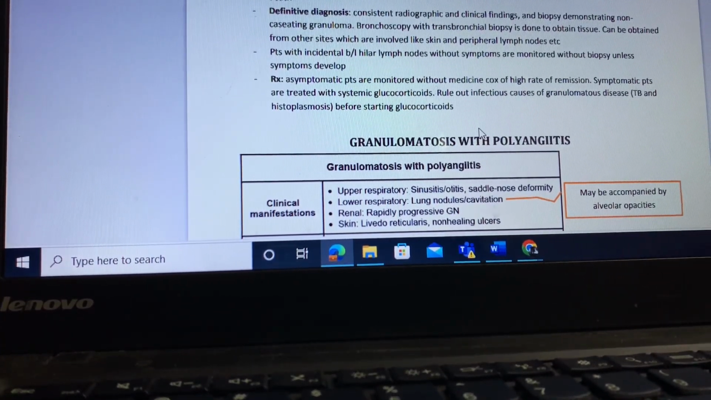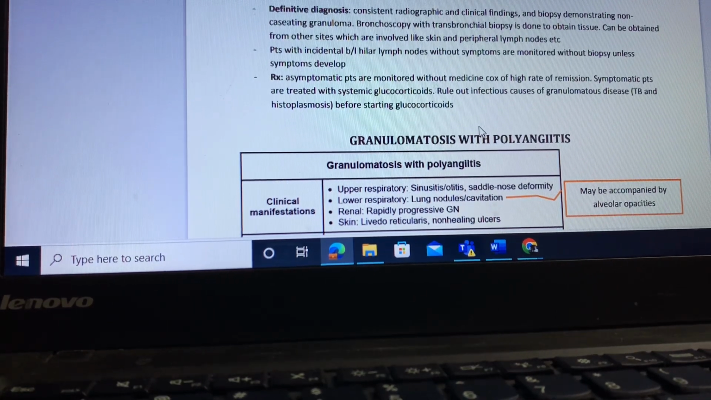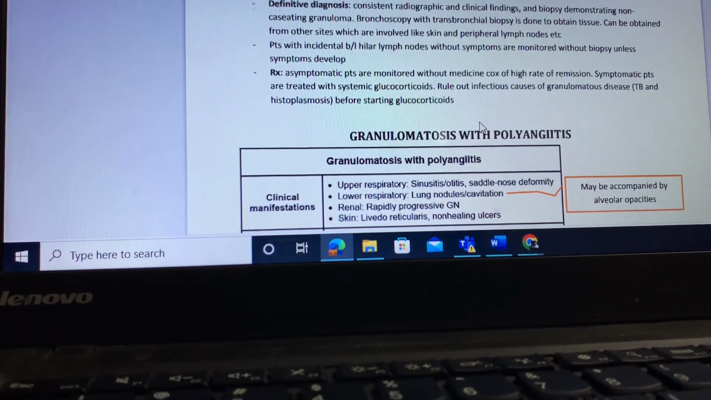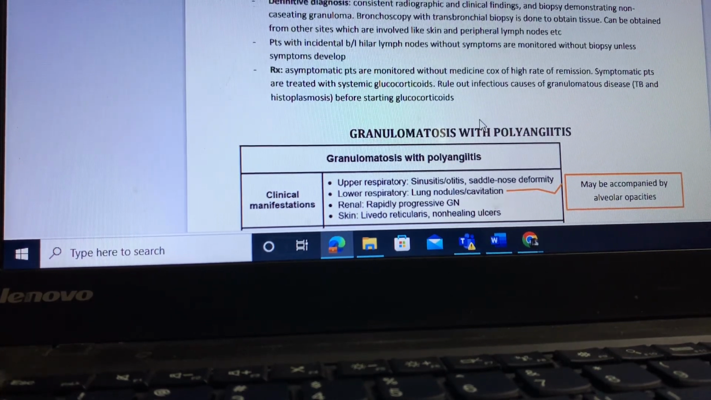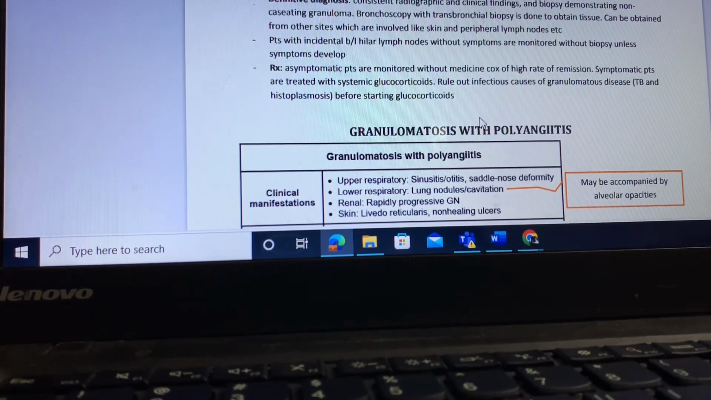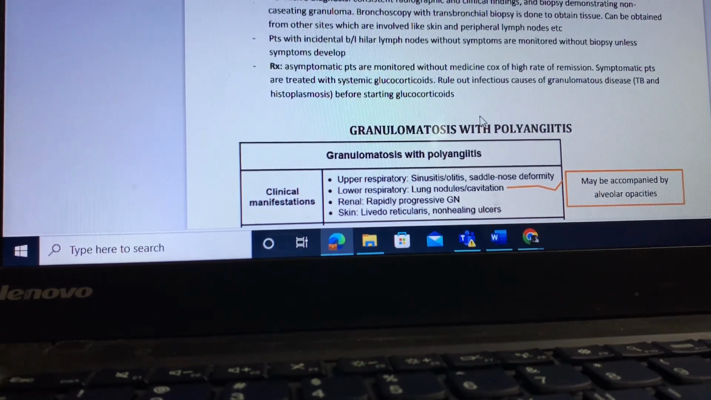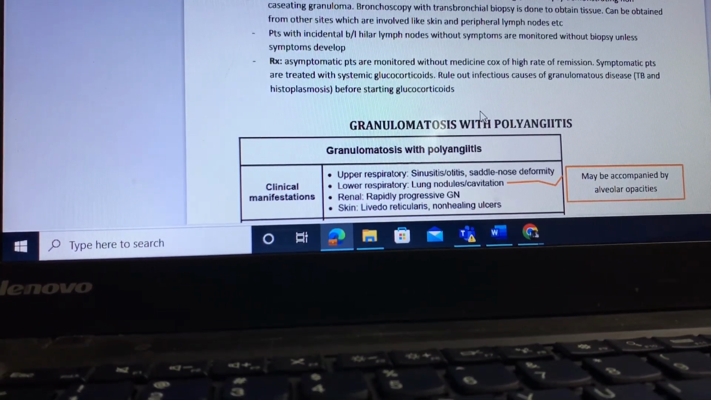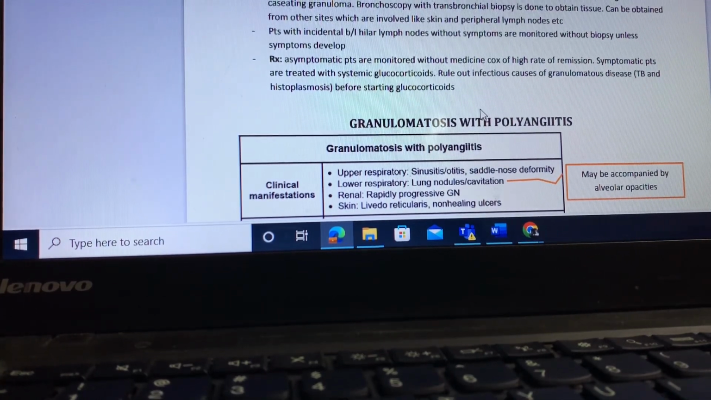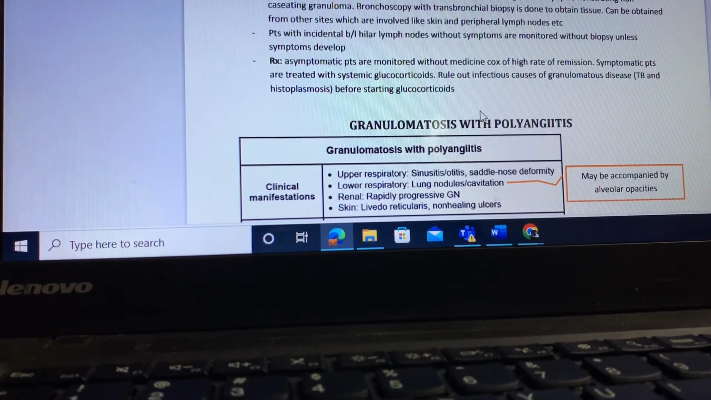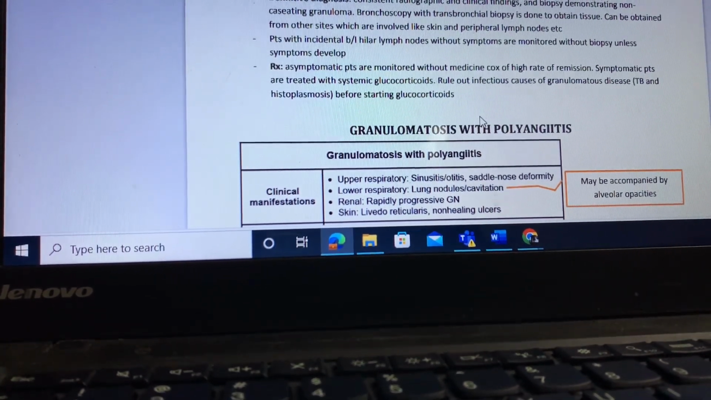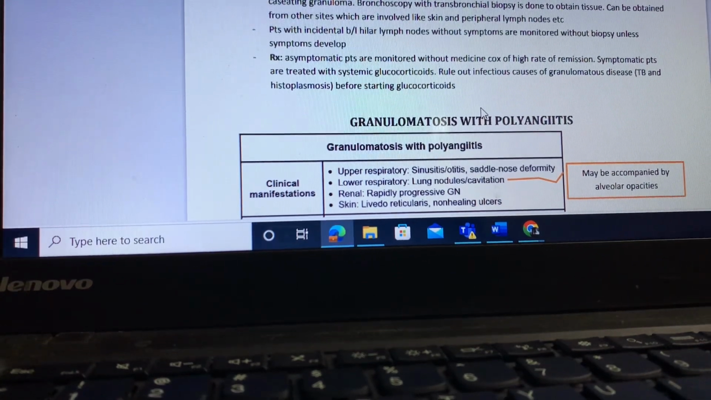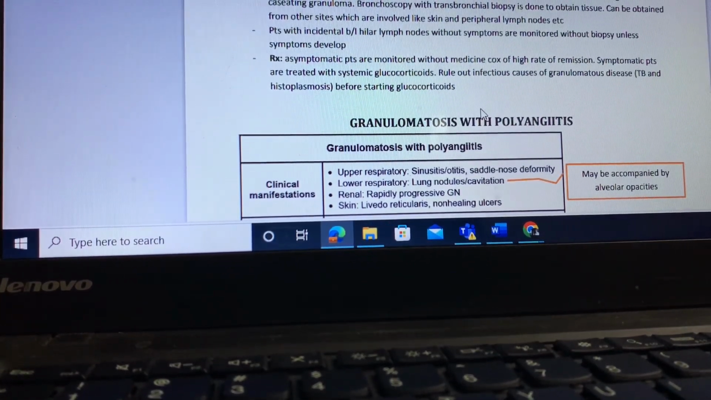A definitive diagnosis is consistent radiographic and clinical findings, and a biopsy demonstrating non-caseating granuloma. Bronchoscopy with a transbronchial biopsy is often done to obtain the tissue, and it can be obtained from other sites like skin or lymph nodes. Patients with an incidental bilateral hilar adenopathy without symptoms are monitored without biopsy. So if my patient has an incidental finding with no symptoms, I'm not going to do a biopsy unless there are symptoms.